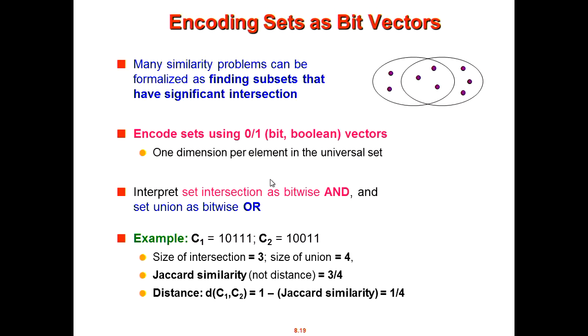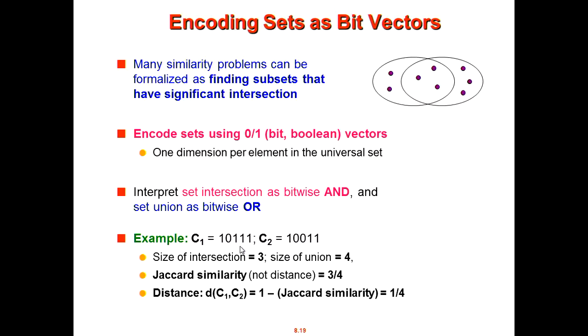Then we can use some bit operators to compute the Jacob similarities, right? For intersection, it's very easy: set intersection is now just AND, and for the set union, it's just the OR operator. So in order to compute the Jacob similarity for two sets, we can first convert each set to a bit vector. For example, for the first document, its set is C1, and its bit vector representation is 1, 0, 1, 1, 1. For another document, its bit vector is 1, 0, 0, 1, 1.